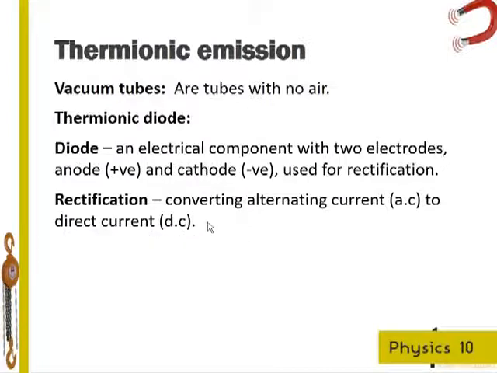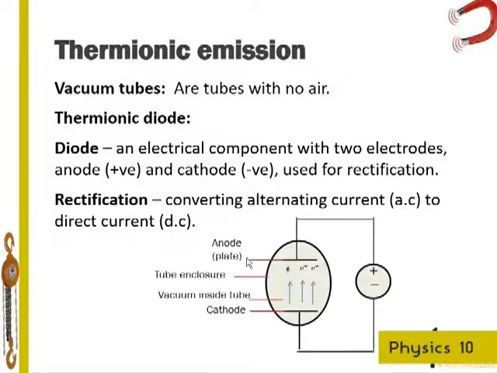a DC current. So you would have come across alternating current and DC current when you studied the unit on current electricity. So this would be an example, a very simplified example, of what a diode would look like in terms of a thermionic diode.